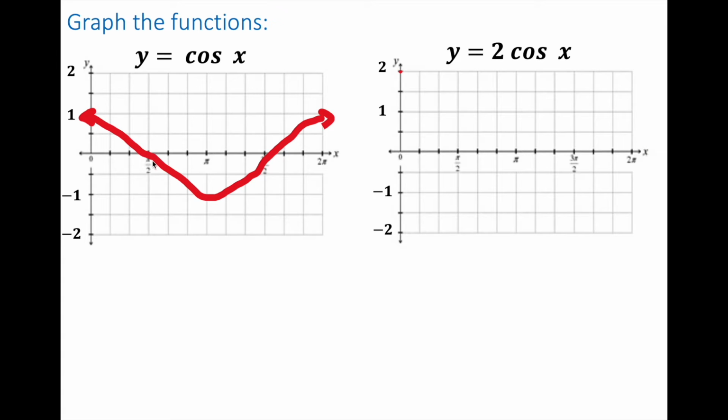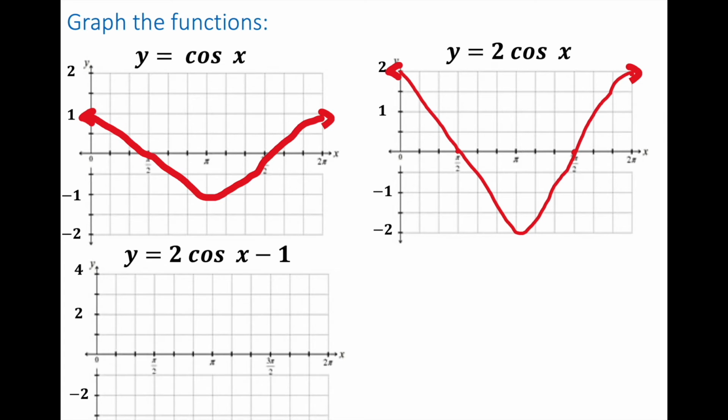Pi halves is at 0. 0 times 2 is still 0, so I put a dot right there. At pi, I was at -1, but -1 times 2 would be -2. 3 pi halves was at 0, times 2 would still be 0. And at 2 pi, I was at 1, times 2 would give me 2. So I'm going to go ahead and graph this one here. It's the exact same graph. I just basically stretched it by a magnitude of 2, right? We take cosine of x and multiply it by 2.